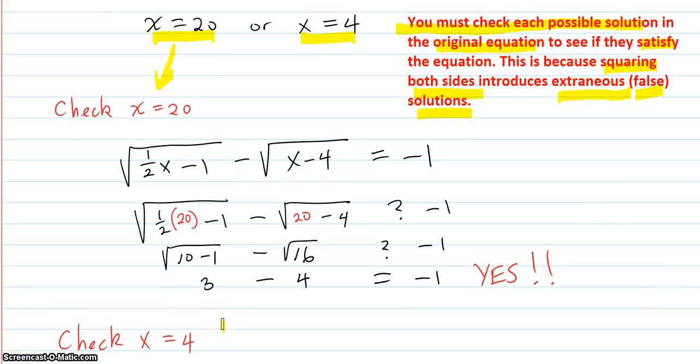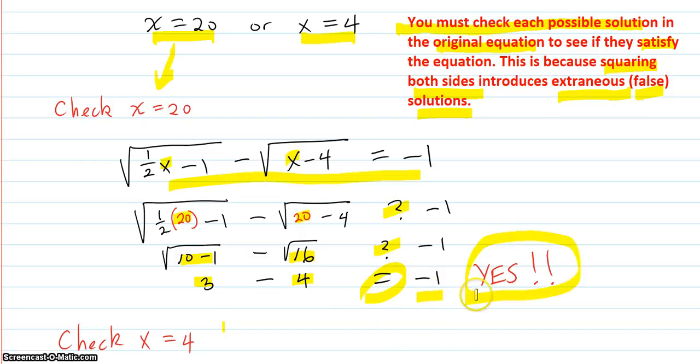Alright, so now we check x equals 20 in the original equation. Here's the original equation. You put in the 20 for the x, here's the x, put in the 20, here's the x, put in the 20. Then you get square root of 10 minus 1. Square root of 10 minus 1 is 9. Square root of 9 is 3. 20 minus 4 is 16. Square root of 16 is 4. 3 minus 4 is -1. You put these question marks when you don't know it's true yet. And it worked out, yes, it's true. So 20 is a solution.